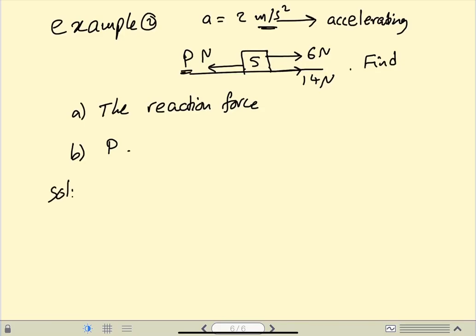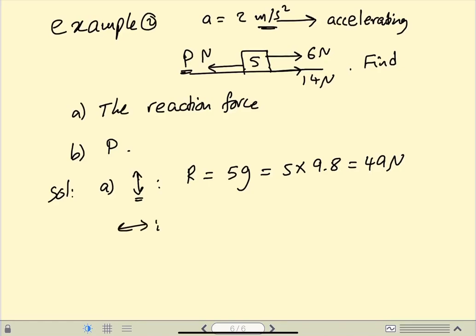Solution. Part A, to find R, what are we doing? Vertically, or perpendicular to the plane. This is the language that we'll be using for the whole chapter. R is equal to 5g. So 5 times 9.8, 49 newtons.